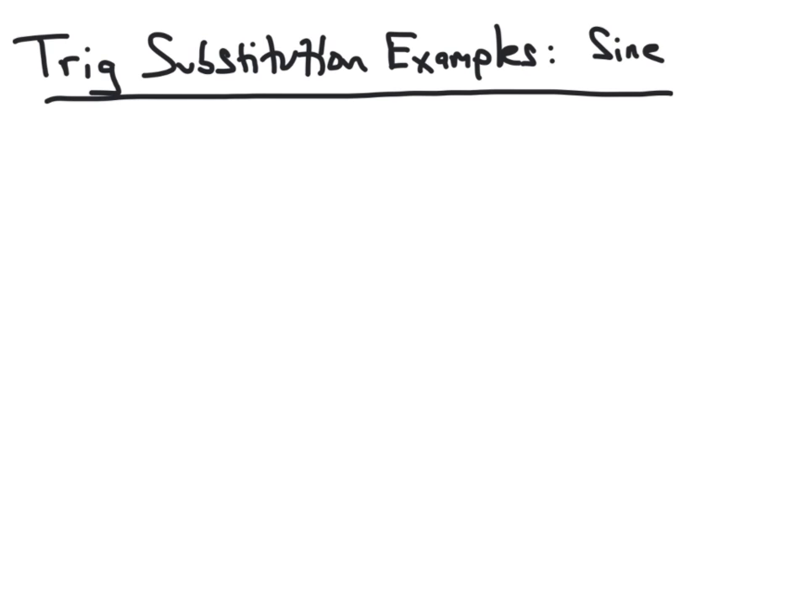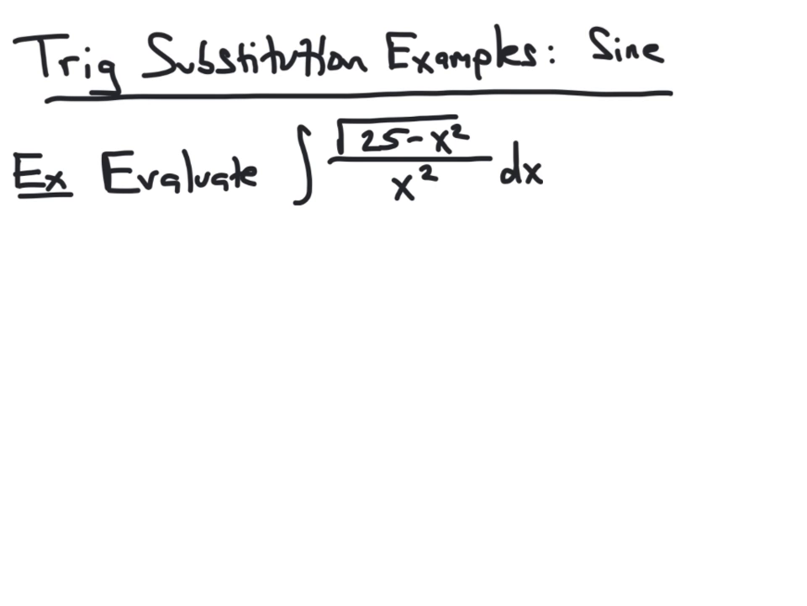In this video, we're going to take a look at some examples using trig substitution with the sine function. In our first example, we want to evaluate the integral of the square root of 25 minus x squared divided by x squared dx.